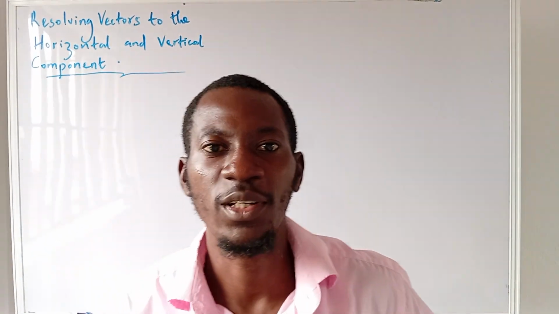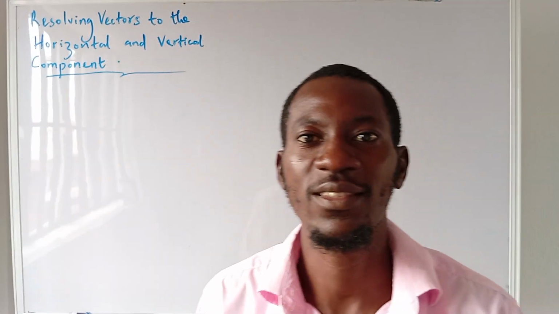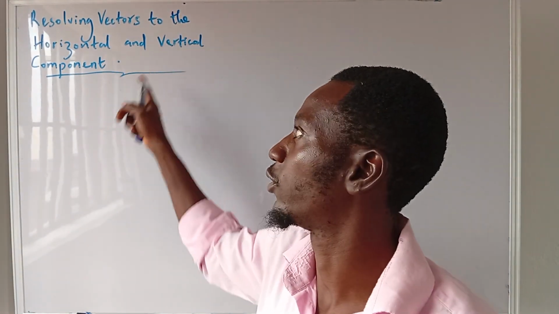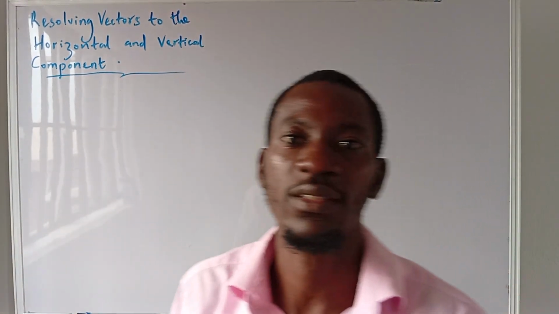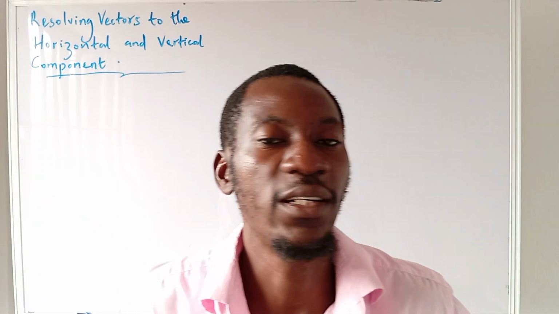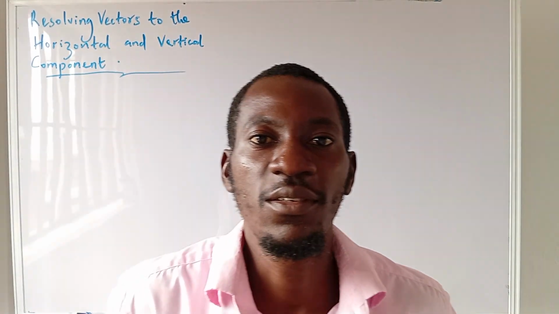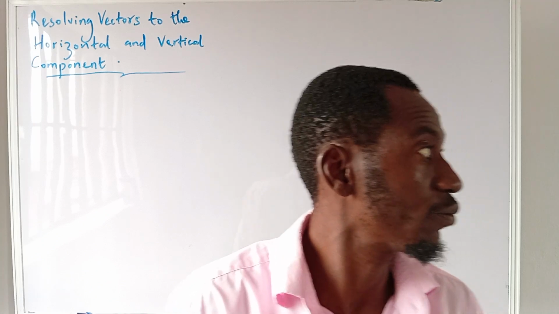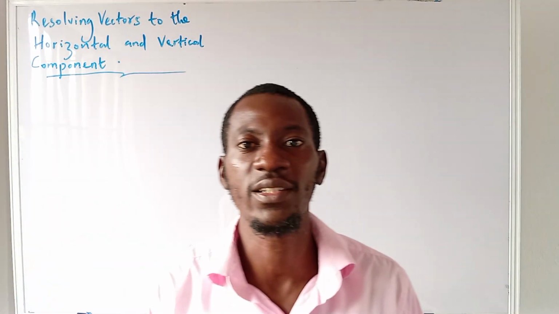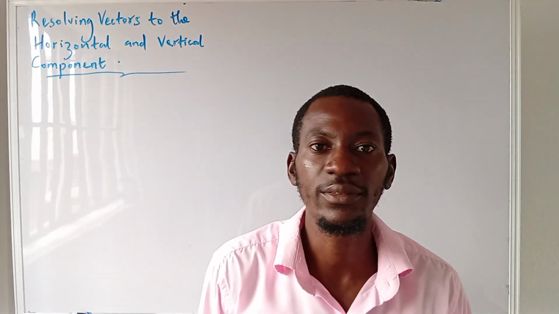Today we'll be talking about a topic that has been giving students problems. We are resolving vectors to the horizontal and vertical components. Firstly, let's start by defining vectors. What are vectors? Vectors are quantities that have both magnitude and direction.